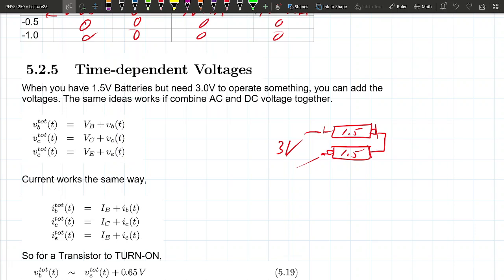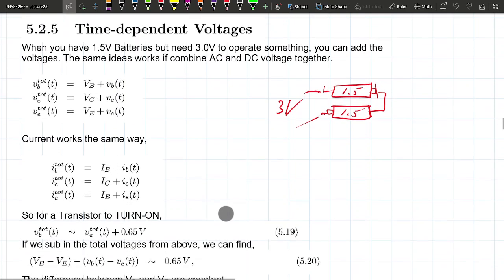And the nice thing is that current does the same thing. When you add two currents together, they just add. If you had 1 milliamp plus some time-dependent milliamp, it'll be 1 milliamp plus that time-dependent milliamp, which is going to be changing over time.